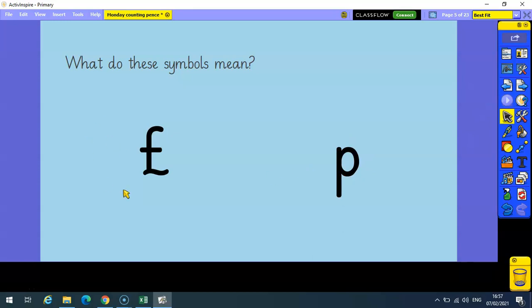My turn, your turn. Pounds. Pounds. One more time. Pounds. My turn, your turn. Pence. Pence.